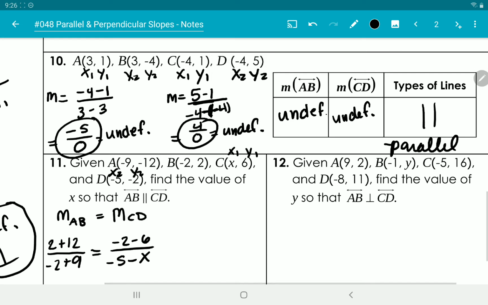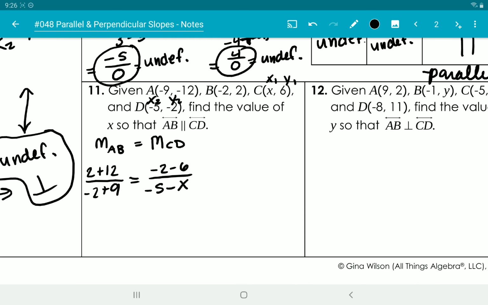So we have this 2 plus 12 here is going to be 14. 9, 8, 7 divided by 7. It's going to be equal to, this is negative 8 divided by, and we'll keep this negative 5 minus x. Okay? So we're going to cross multiply here in order to solve for x. So we'll have 14 times this negative 5 minus x. And that's going to be equal to 7 times negative 8, which is going to give us negative 56.